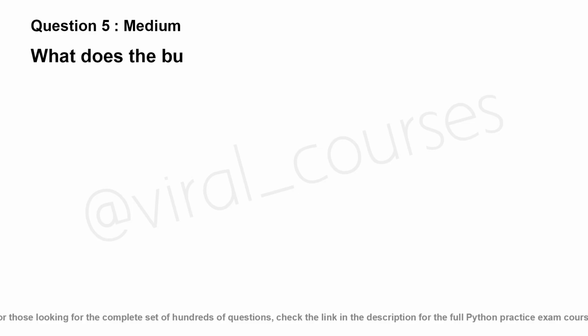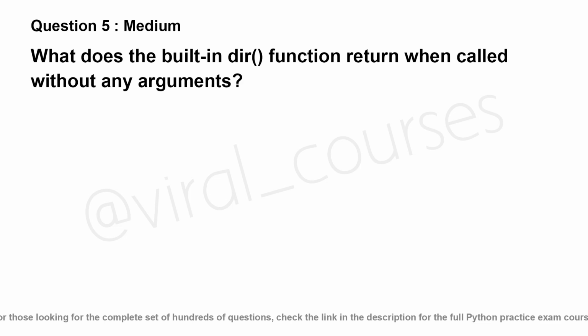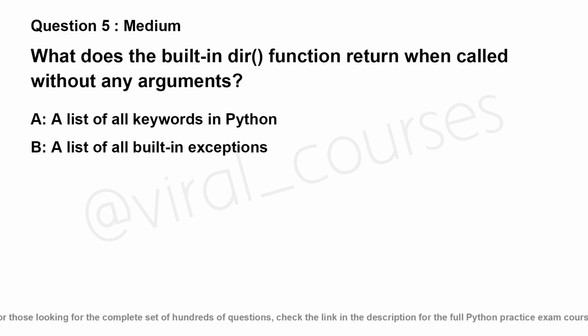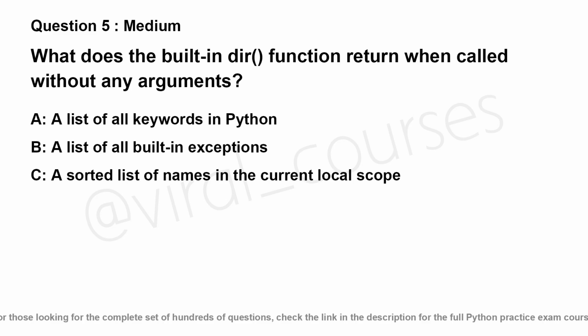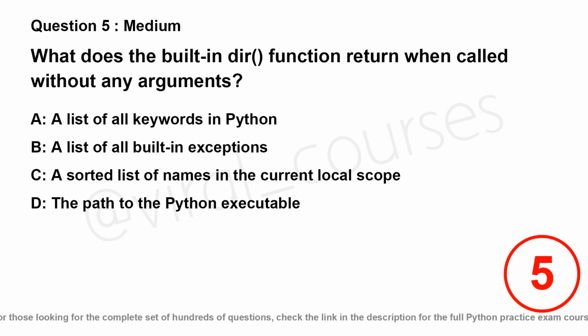What does the built-in dir function return when called without any arguments? Option A. A list of all keywords in Python. Option B. A list of all built-in exceptions. Option C. A sorted list of names in the current local scope. Option D. The path to the Python executable.